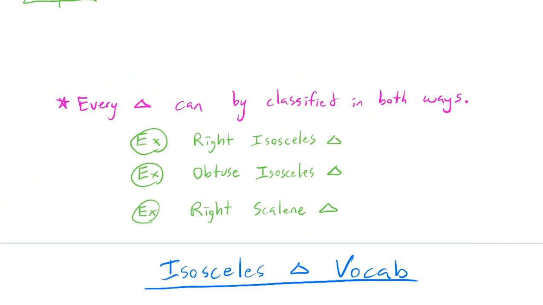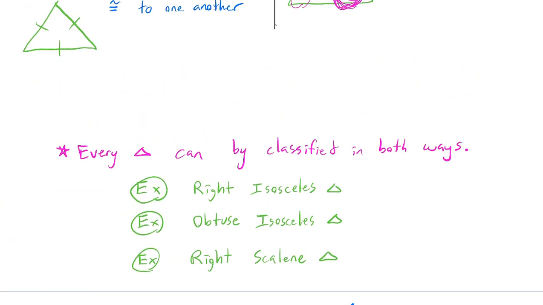And just so you know, every triangle can be classified in both ways, right? So we can have a right isosceles triangle. For example, here's a right triangle where its legs are the same. That's a right isosceles. We can have an obtuse isosceles. So in other words, a really big angle, like 120 degrees, where these sides are the same. That's an obtuse isosceles triangle. We could have a right scalene triangle. So here's a right angle, and we have 1, 2, 3. So each one can be named both by its angle and by its number of congruent sides.